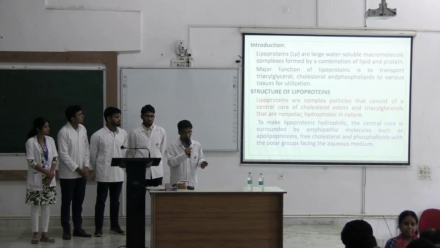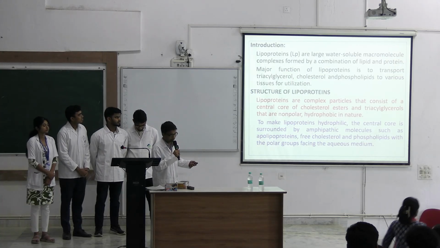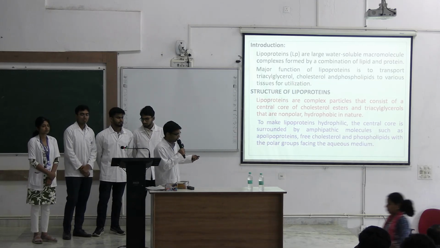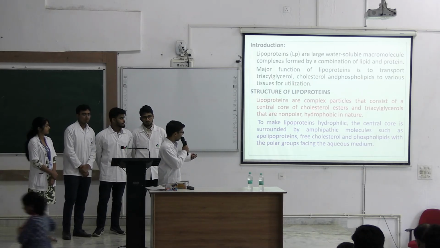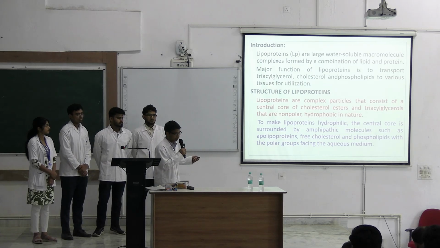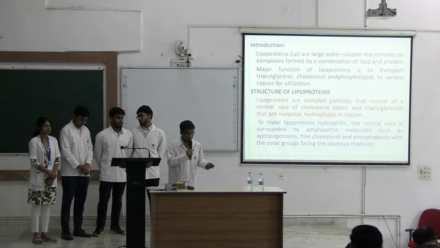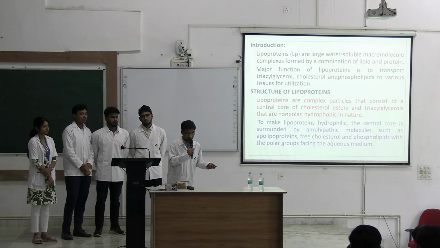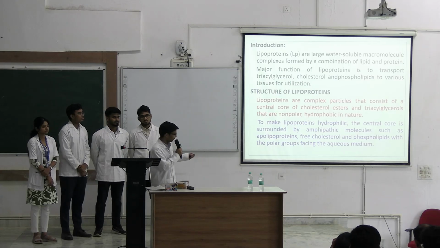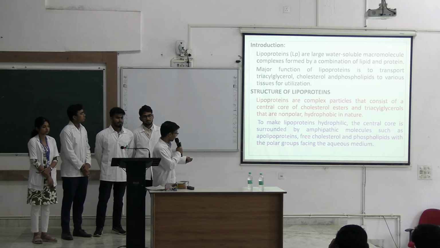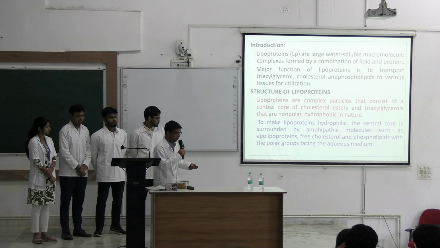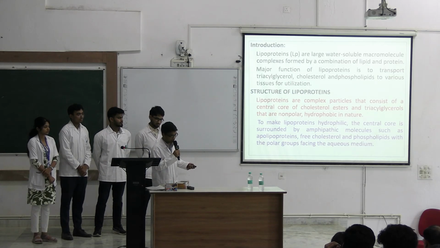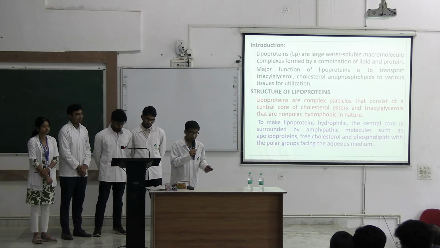The structure of the lipoprotein mainly consists of two parts: the hydrophobic core and the hydrophilic periphery. The hydrophobic core is composed of cholesterol esters, triacylglycerols, and the non-polar tail of phospholipids. And the periphery consists of the polar head of phospholipids, free cholesterol, and amphipathic apolipoprotein. So what is apolipoprotein? Apolipoprotein is nothing but the protein part of lipoprotein.